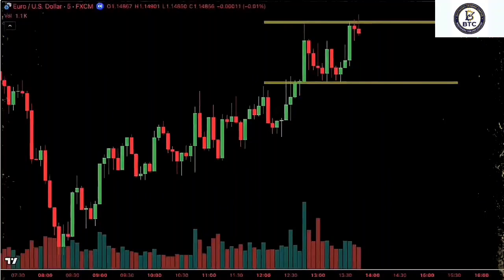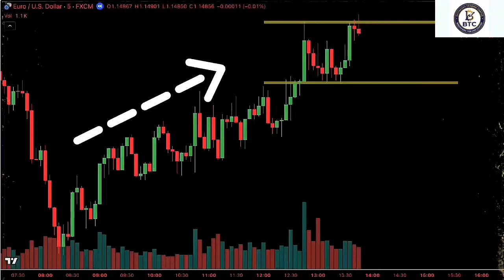Now look at this chart example. This is the euro against the US dollar on the 5-minute time frame. As you can see, the market was trending up, which means buyers are in control, and then it enters a range. At this point, we don't really know if this range is a distribution phase or just a pause before the market continues higher. Now look at what happens next.